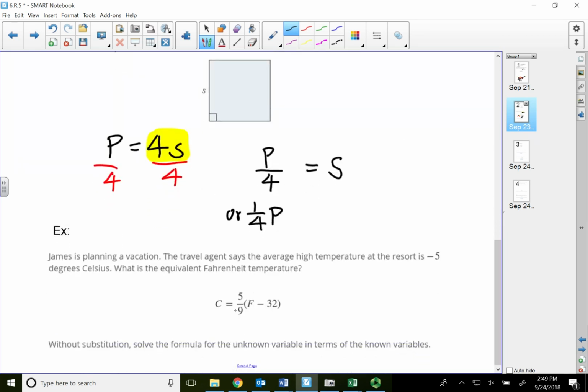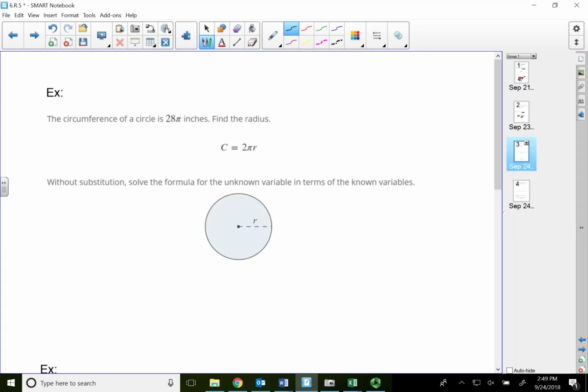Let's skip over this one for right now. I'm looking for a problem that has two terms first, just like this one. This is the circumference of a circle. It says without substitution again, solve the formula for the unknown. Find the radius. This problem wants me to find the radius. That means C equal to 2 times pi times radius. I need to solve for r.